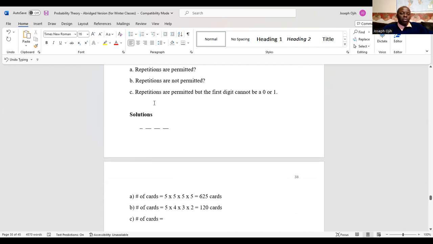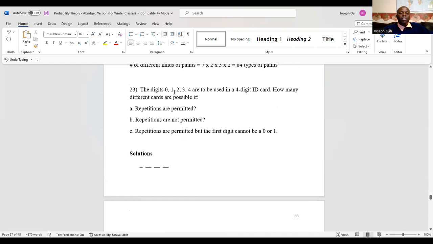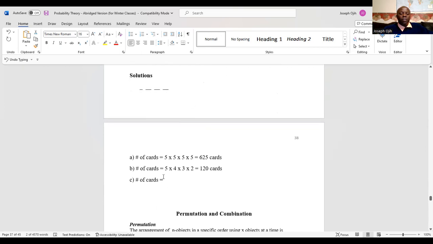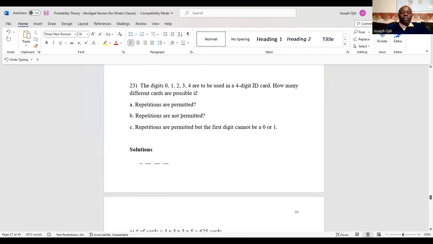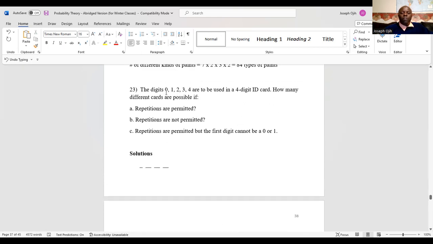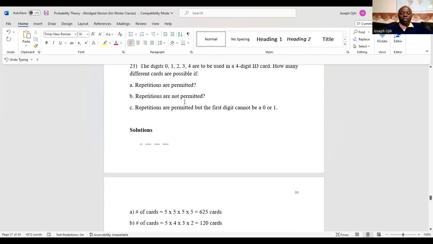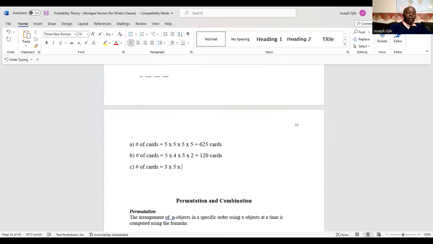The last one says repetitions are permitted, but the first digit cannot be 0 or 1. So the first slot cannot have the numbers 0 or 1. When you remove 0 and 1, there are only 3 possibilities for the first digit. So you're going to have 3 times, but other than that, repetitions are permitted. So the rest will be 5, 5, 5, because you have 5 digits. 3 times 5 times 5 times 5. Again, you stop at the 4th multiplication because there are only 4 slots.